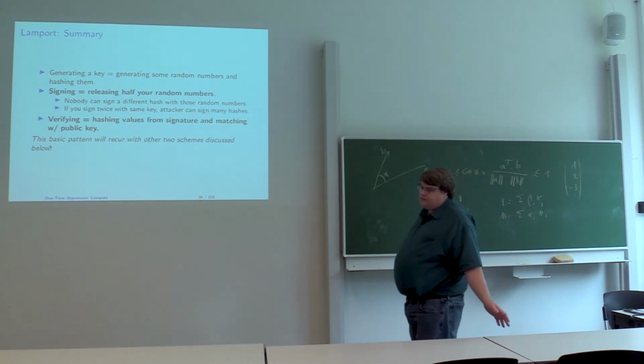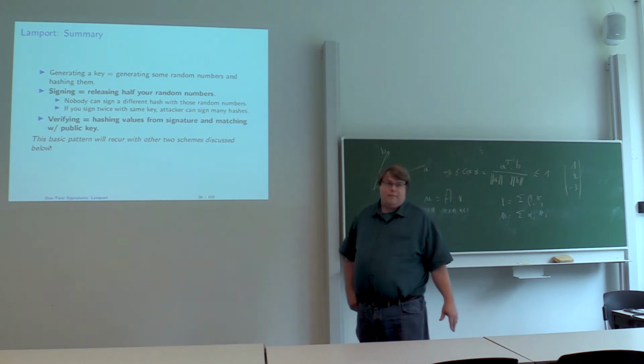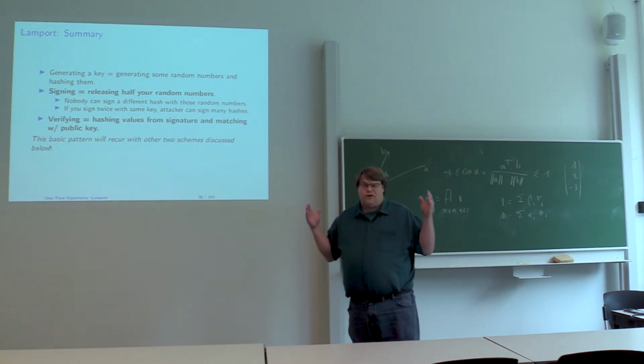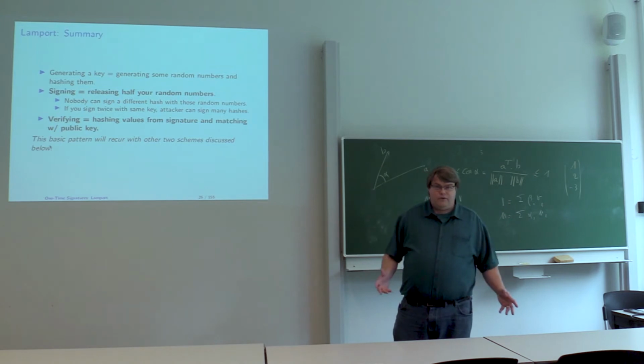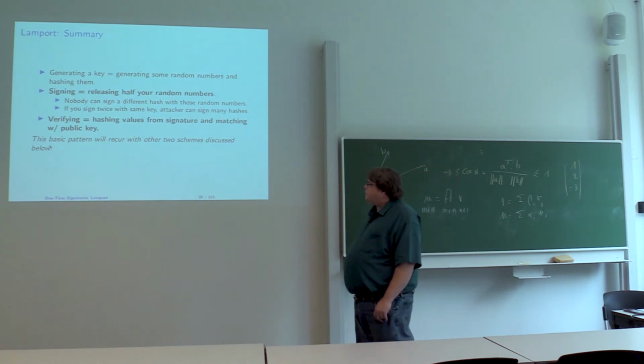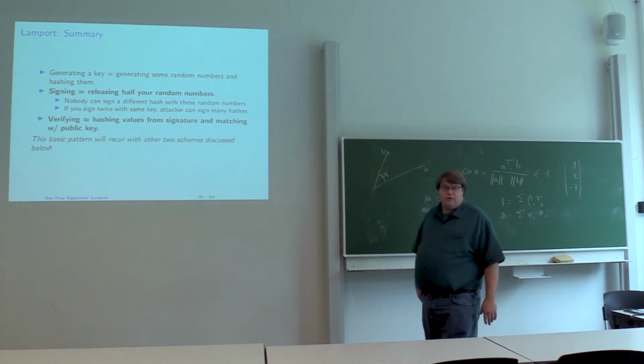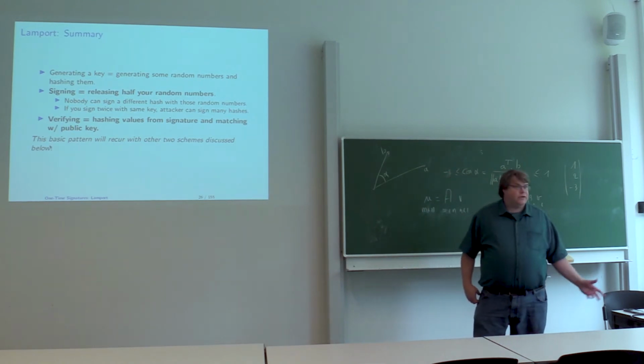So this is a really simple scheme, right? Generating a key is just generating some random numbers. That's actually really common. That's all of these schemes. The way you start generating keys is you generate random numbers, and then you hash them. Signing is releasing half your secrets. Okay, half your random values you're releasing.